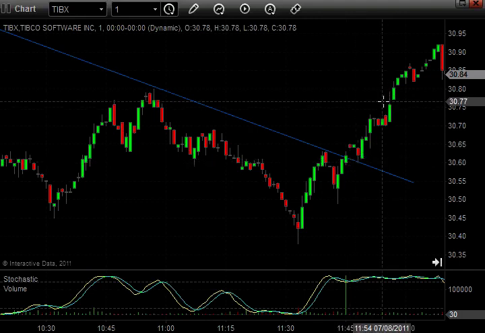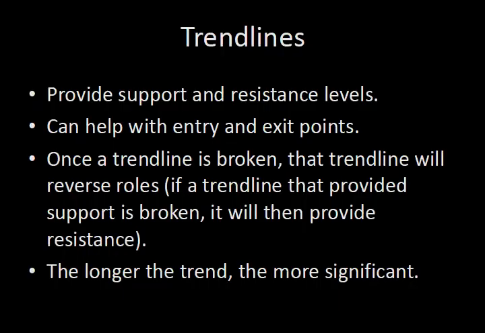So trend lines are helpful in identifying the overall trend. Also, it helps to give you support and resistance levels and will help you nail down good entry points and exit points for your trades. So let's do a quick recap here. Trend lines provide support and resistance levels, which can help you in entry and exit points.